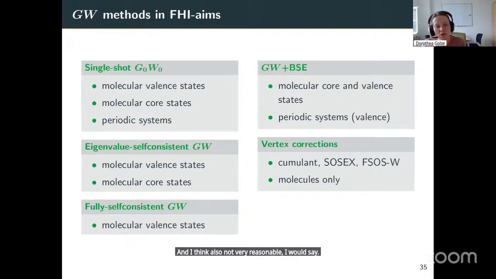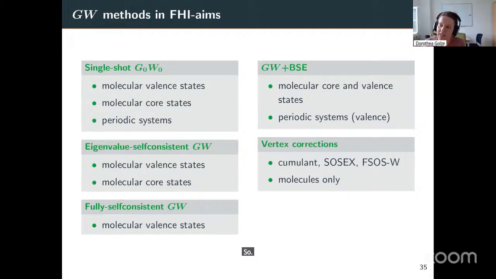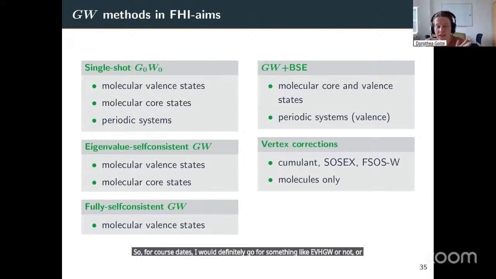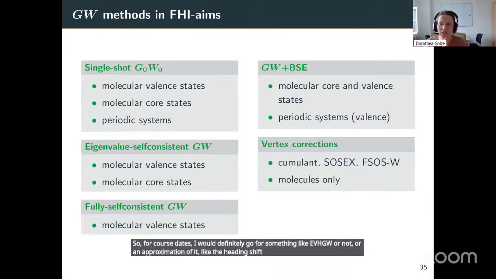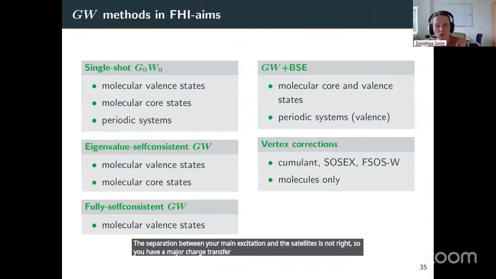The second question: which GW flavor to choose? For core states, I would definitely go for something like evGW0, or an approximation of it like the Hedin shift. That's necessary. Otherwise, you won't get a solution. Not a bad solution, but no solution at all, because the separation between your main excitation and the satellites is not right. So you have a major charge transfer and a really crazy multi-solution behavior. So you definitely need this to make the theory right. That's a very strong point.